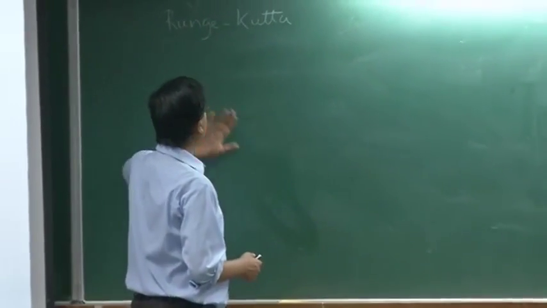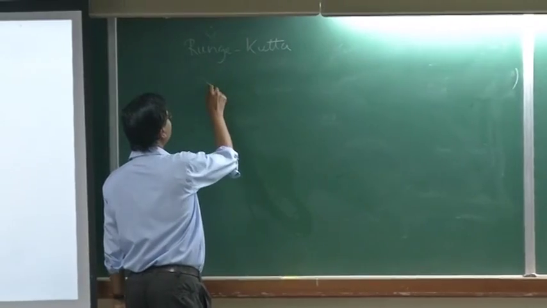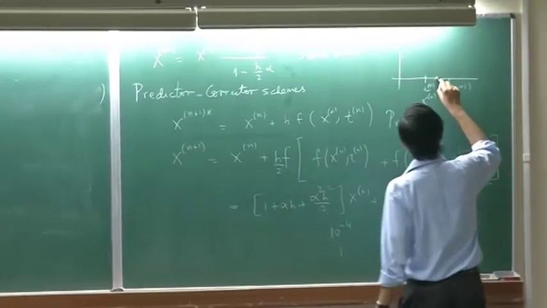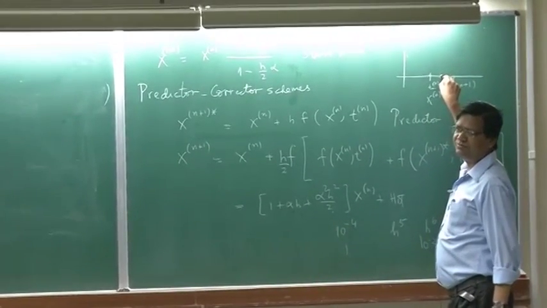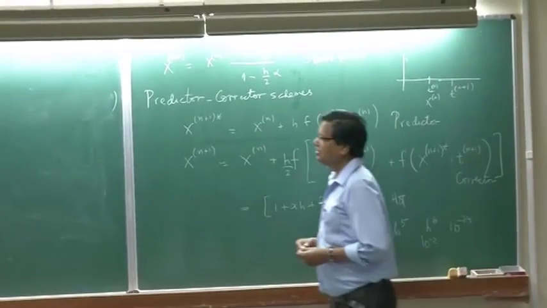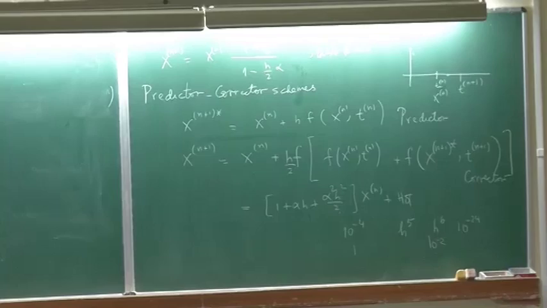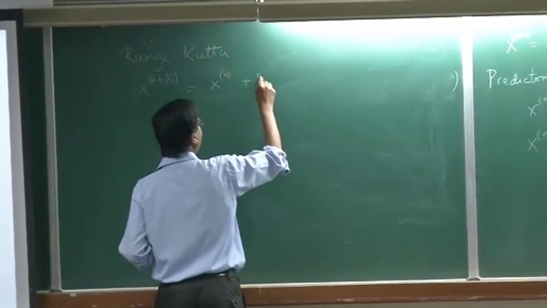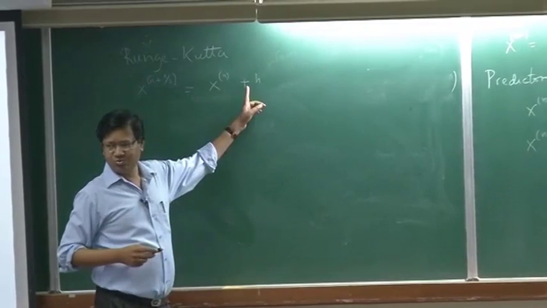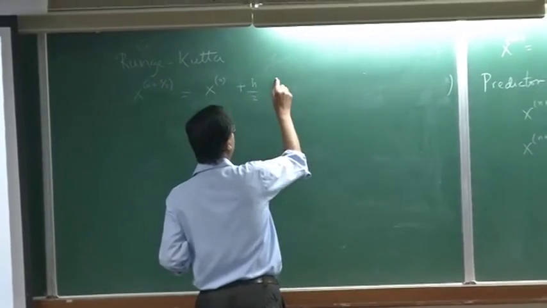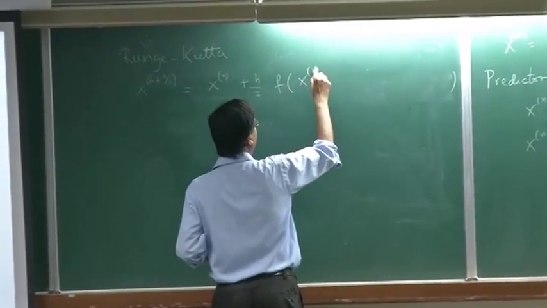So how does second order Runge-Kutta work? The idea is to go to x mid. I go to the middle point, find the slope at the midpoint, and use that slope to step once. So x at the half step equals x_n plus h. It should be h by 2, right? Because I am taking only a half step. So h by 2 times f(x_n, t_n).